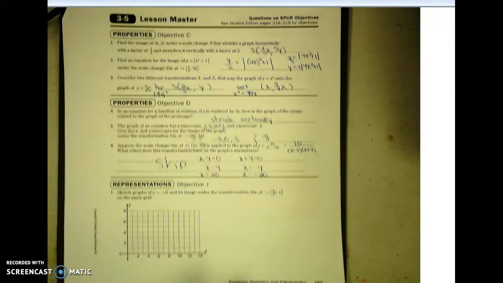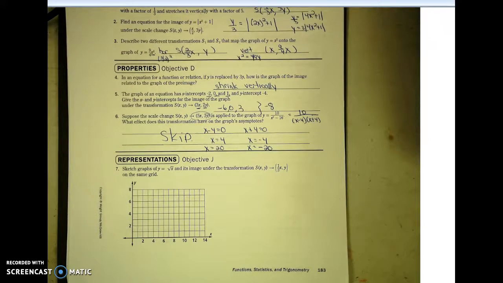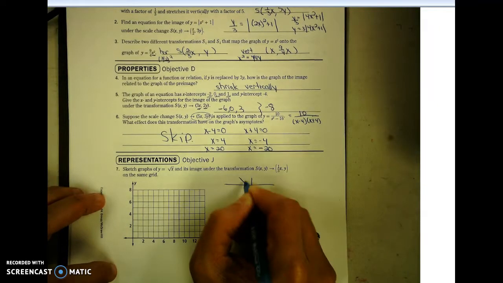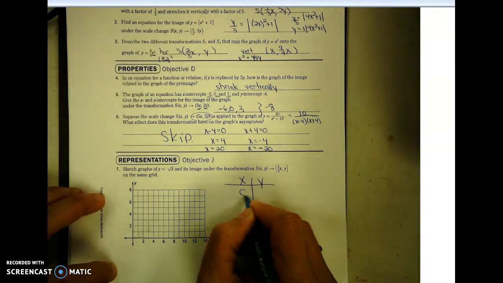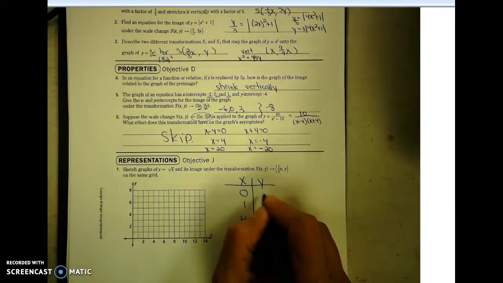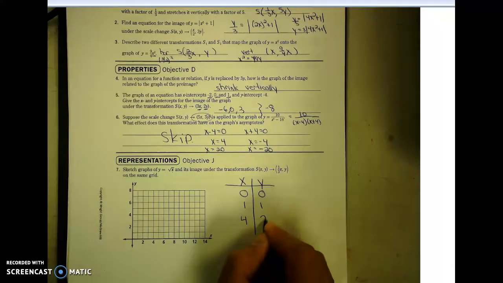Let's go take a look at number 7. As I said, don't stress about number 6. So it wants us to sketch the graph under the following. The first thing I'm going to do is make a quick sketch of the parent function for that. So I'm going to plug in 0, 1, and 4. And I'm skipping 2 and 3 because I can't take the square roots of those. So I get 0, I get 1, and I get 2.